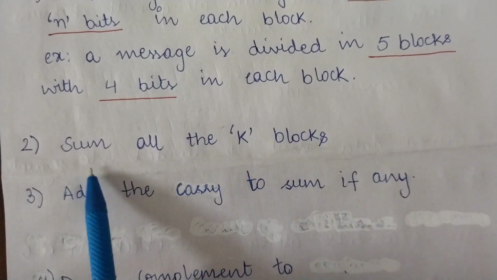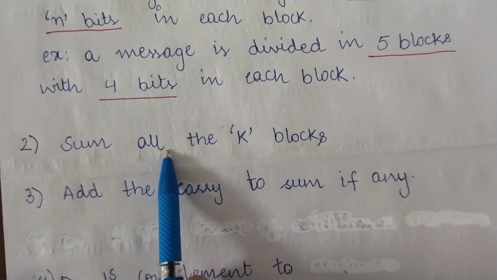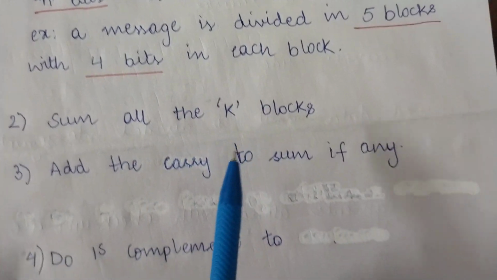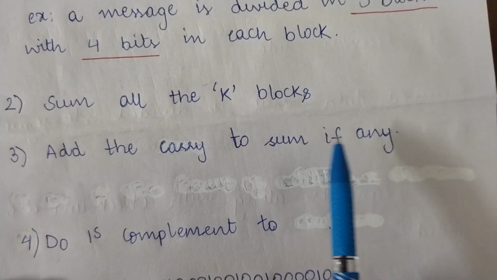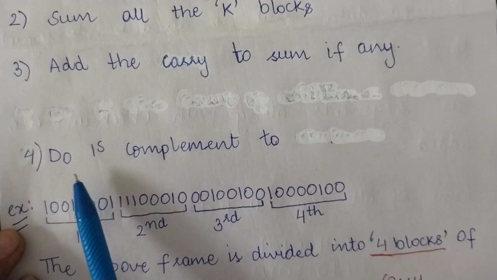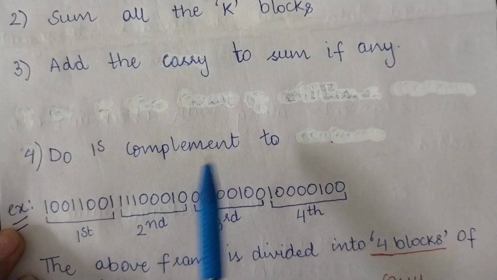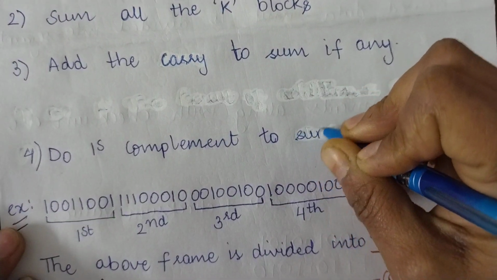Then you will sum all the k blocks. You will do the addition of all the k blocks. If there is any carry to the sum, then you will add it to the sum. And after that, you will do the ones complement of that sum.